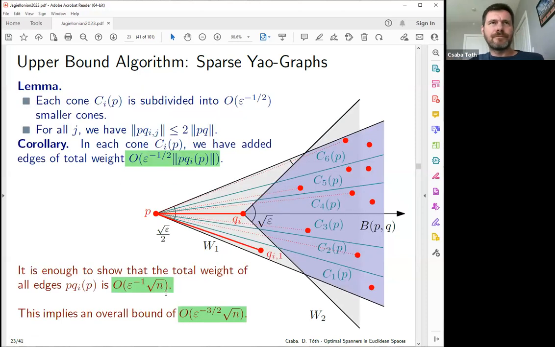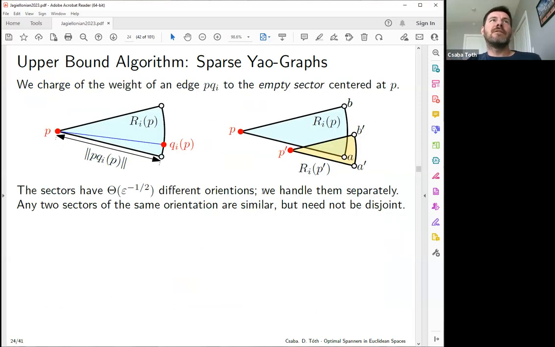So back to one more observation here. How do we get this edge P to Qi? In this cone, Qi was the closest point to P. So that means that this section of the square, or sector, is empty. So we have an empty sector, P on one hand and Qi on the right hand.